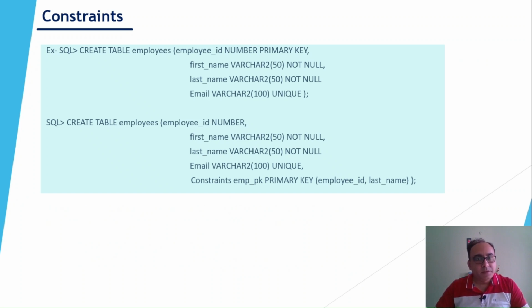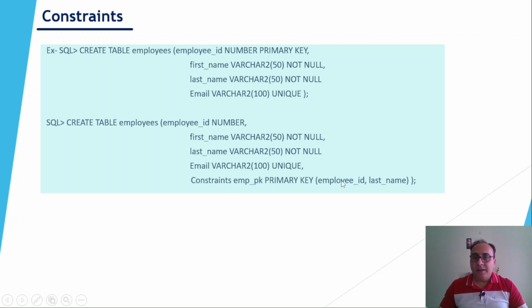Let's look at some examples. In the first example, we are creating table employee. Here we are defining column employee ID as a primary key. In the second example, we are creating a primary key in a different way. We are defining the primary key after defining all the columns.